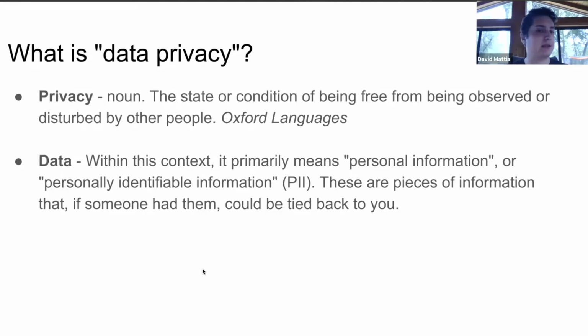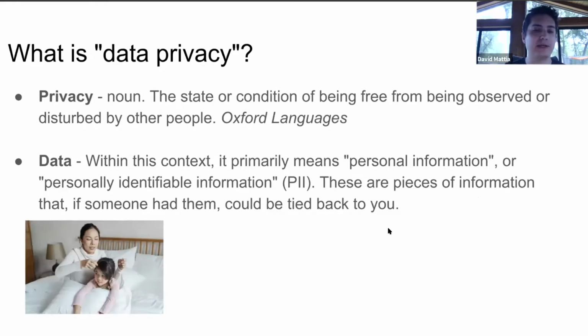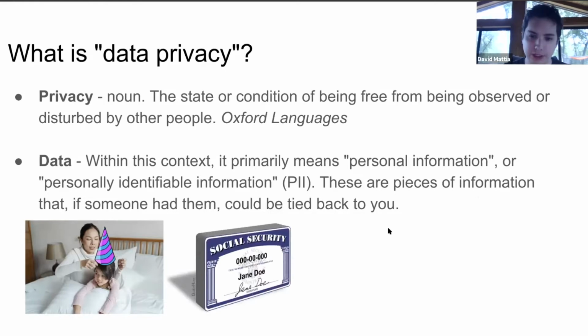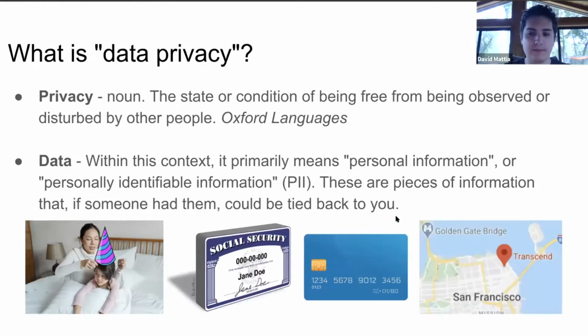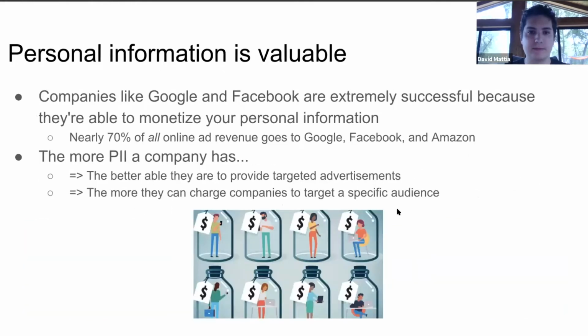Privacy, as I think we all know, is the state or condition of being free from being observed or disturbed by other people. Data is a little bit harder to define. In this context specifically, we're talking about personal information, or PII, and these are pieces of information that if someone had them, could be tied back to you. This is things like your mother's maiden name, your birth date, your social security number, your credit card number, and your address. This information is incredibly valuable.